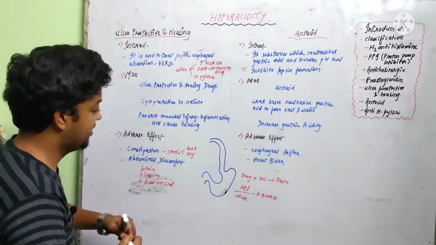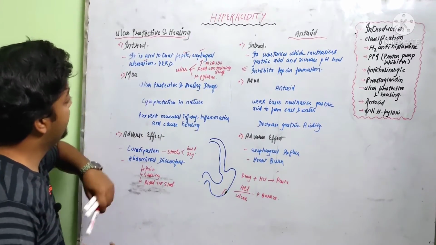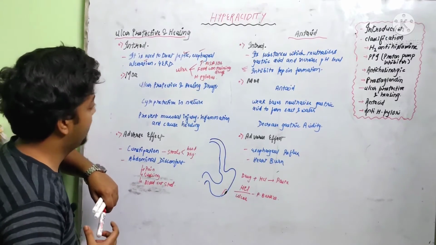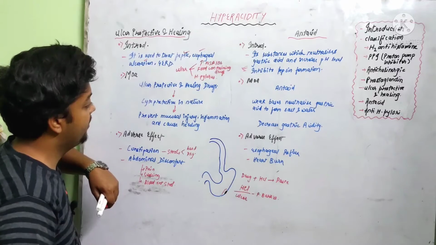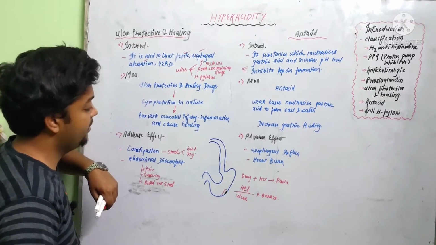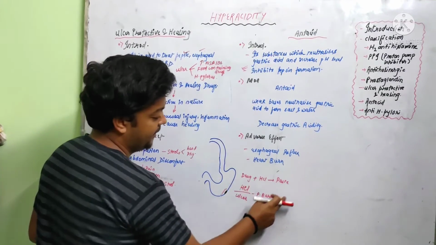Okay, so now the ulcer has been protected. So you can see that the ulcer protective and healing drugs are cytoprotective in nature, and they prevent the mucosal injury and the inflammation and cause healing of the ulcers. This drug is basically very important.